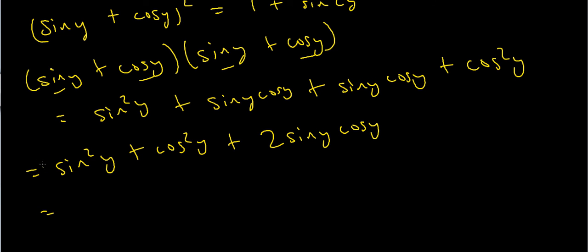Well, this is just the Pythagorean identity. Sine squared of anything plus the cosine squared of that same thing is just 1, plus 2 sine y cos y.